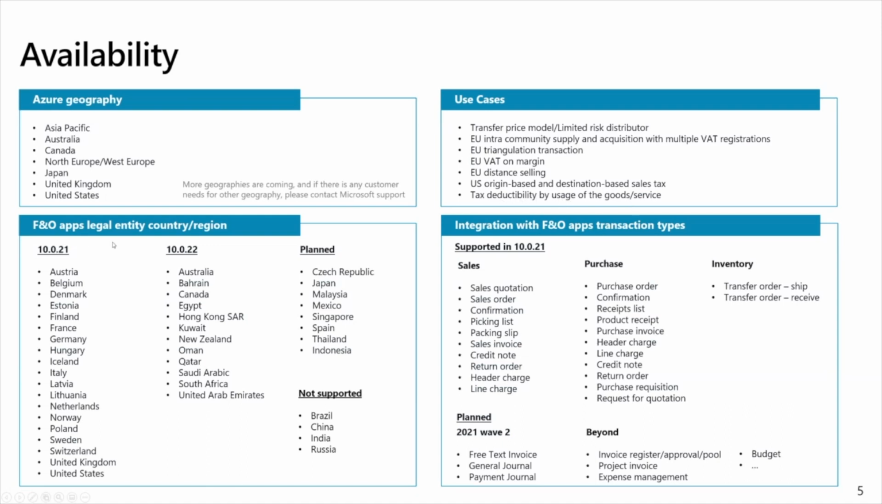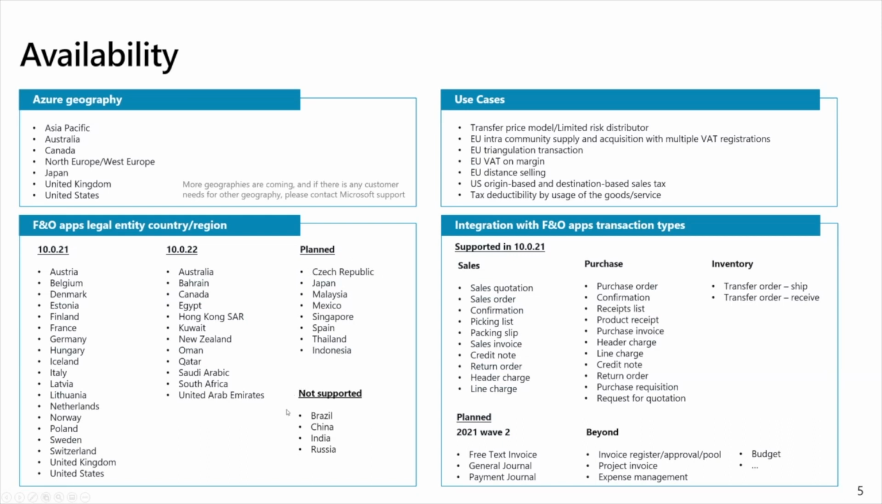And for the country-wise, as you know, we already support 43 countries out of the box in Dynamics 365 Finance and Operations apps. So in 10.0.21, these countries will be supported in tax calculation service. Majority are European Union countries and also the United States here. And in 10.0.22, more Asia Pacific countries are supported here: Australia, Bahrain, also Canada, Egypt, these countries. And these countries are planned in our roadmap. We will support them very soon in the coming release.